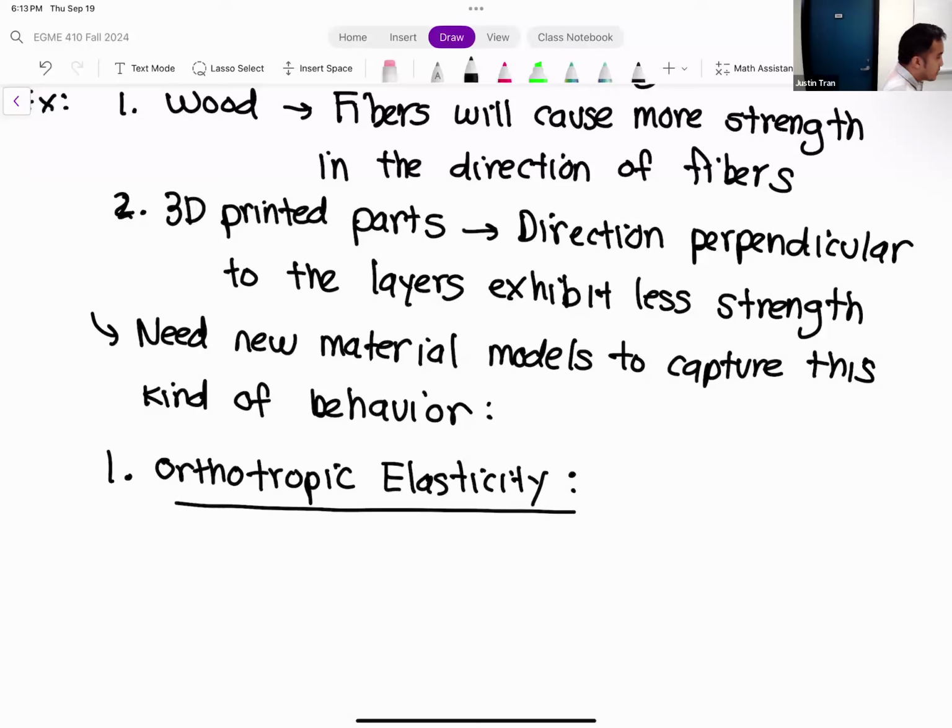And so in orthotropic elasticity, what you need to specify is the strength of the material in each of the three Cartesian directions.